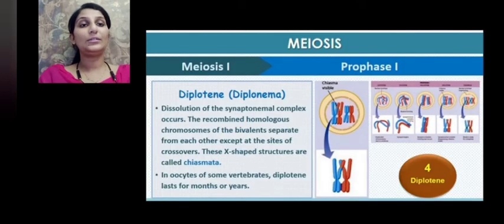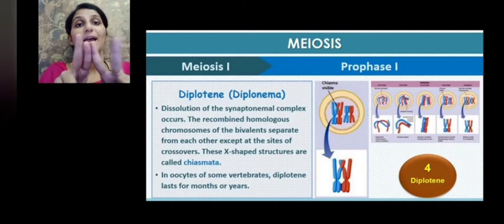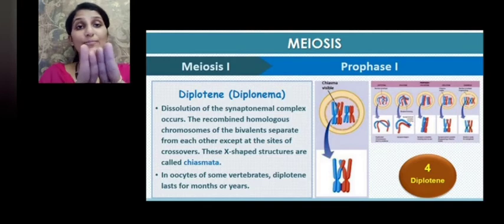The pachytene is followed by diplotene. In diplotene, the synaptonemal complex, which helps in the pairing of the homologous chromosomes, dissolves, and the recombined homologous chromosomes of the bivalents separate from each other. These homologous chromosomes were paired together, and this site of pairing can be considered as a synapsis, where there was a synaptonemal complex.